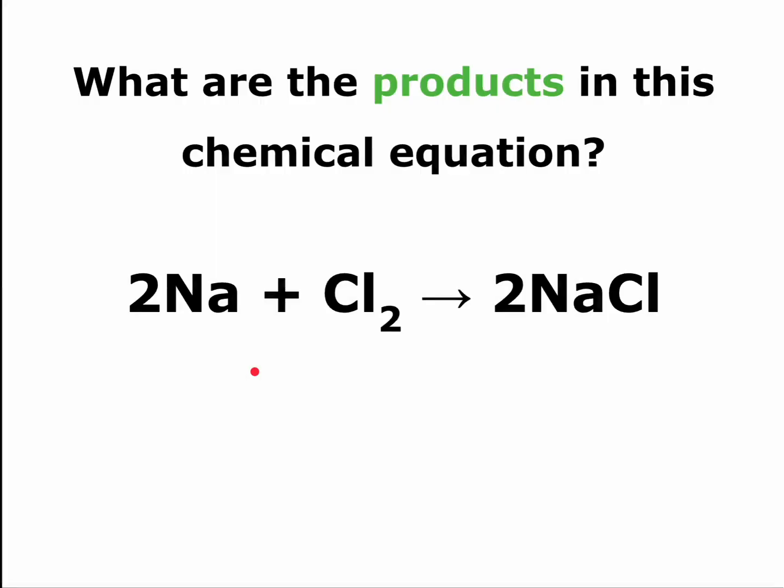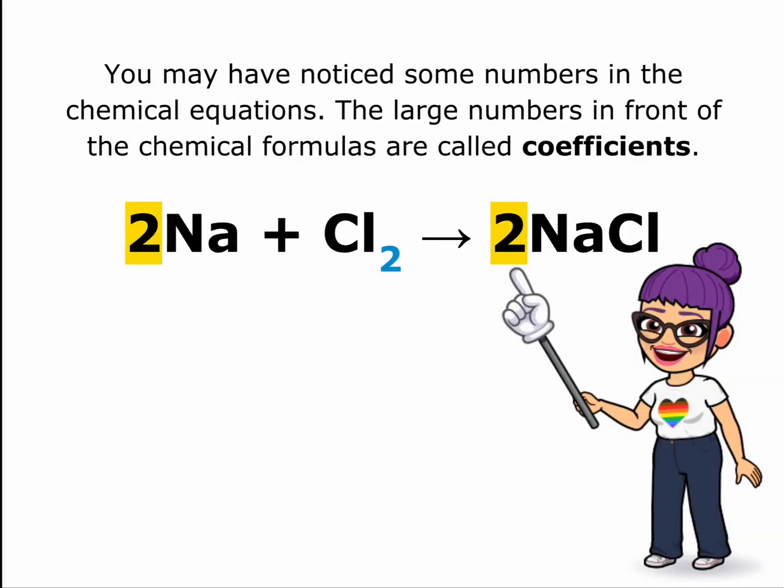All right, last one. What are the products in this chemical equation? We have sodium reacting with chlorine to produce sodium chloride, or table salt. That's right, the product is the sodium chloride. Well done. Notice some numbers in the chemical equations.